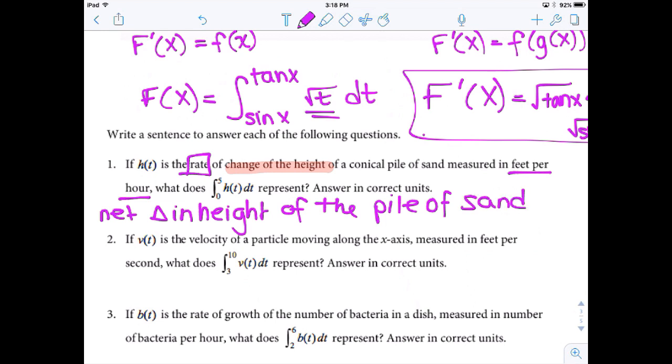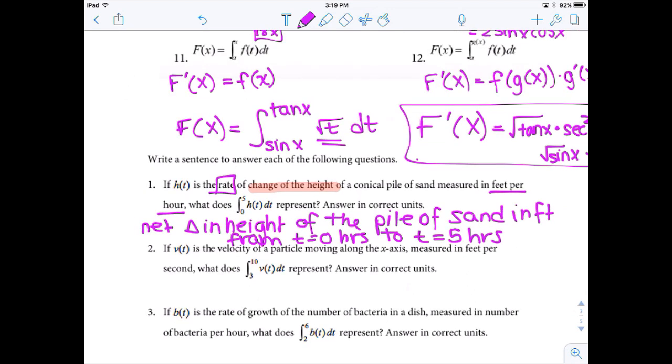And let's think about our units. The rate of change is in feet per hour, right? So my amount should be in feet. And we need to think about what the bounds mean, right? So that's kind of what the antiderivative of h is. But what are these bounds? We're going from 0 to 5, and notice my units of time are hours. So from t equals 0 hours to t equals 5 hours. And that's really how I would describe that. It's the change in height of the pile of sand in feet from 0 hours to 5 hours. We don't know if it's going up or down. We just know that's the net change.